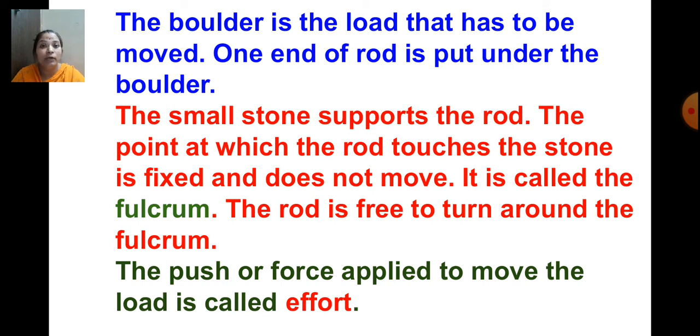Now see, there is a fixed point where the stone and rod touch each other, and that point is not going to change. That point is fixed, so the small stone supports the rod. The point at which the rod touches the stone is fixed and does not move. It is called the fulcrum. The rod is free to turn around the fulcrum.